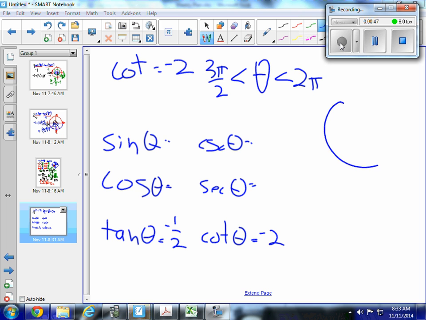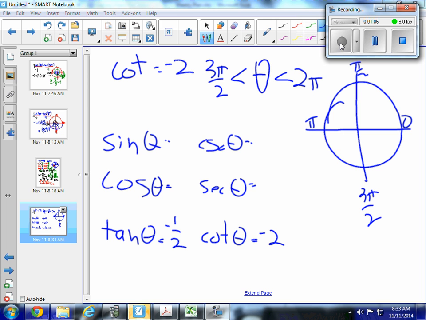I draw my little circle, my xy axis, and it's telling me that my angle theta is between 3 pi over 2 and 2 pi. So if this is 0, pi over 2, pi, 3 pi over 2, they're telling me, hey, Glenn, your angle is in quadrant 4. It's between 3 pi over 2 and 2 pi. It's right in here someplace.